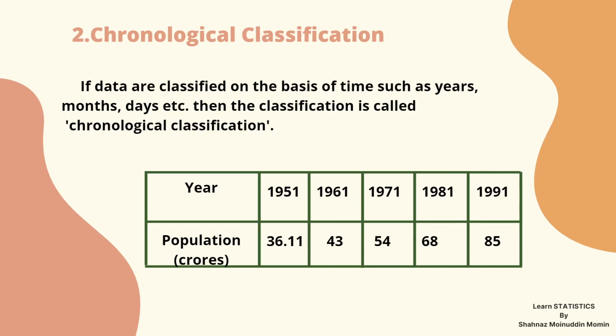Here the table contains year 1951, 61, likewise 1991, and the corresponding population in crores is given. For example, in 1951 India's population was 36.11 crores. Similarly, in 1961 it is 43 crores. Likewise, in 1991 India's population is 85 crores. As the population is recorded according to years, it is a chronological classification.